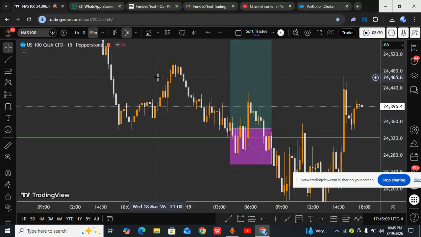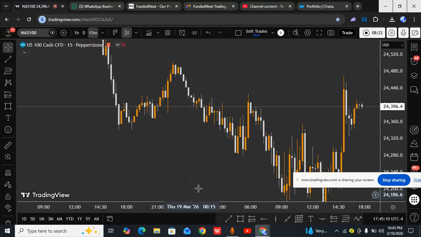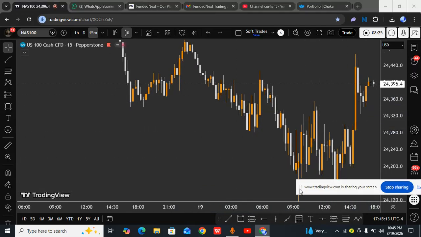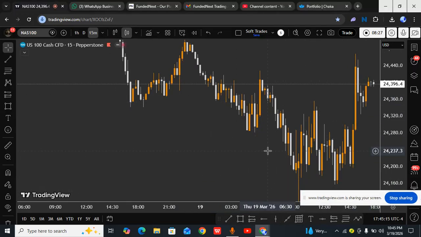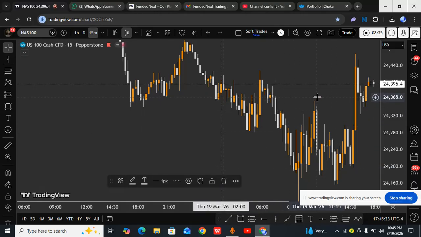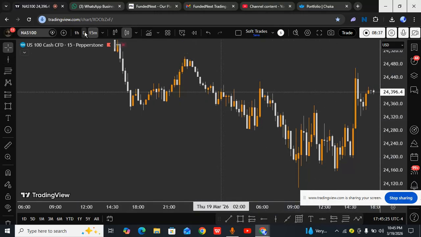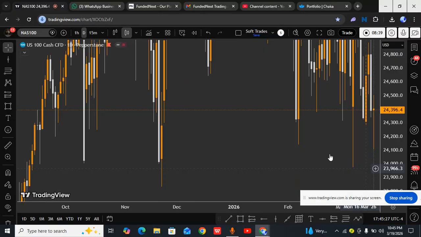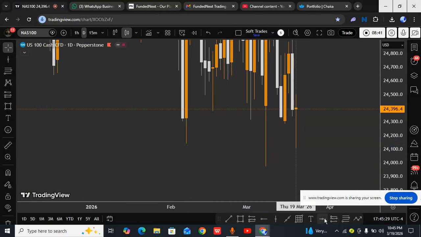So let me just remove all the drawings. Before price came into our Q zone, which was 2 a.m., this was 2 a.m. over here, where did we have our points of interest? Our points of interest before that 2 a.m. were, I think, a series of daily necklines over here. So this was a neckline. These necklines serve as very strong support zones.